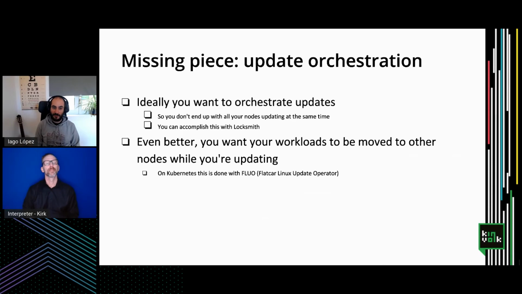Even better than that, it would be great to have your workloads moved to other nodes before you reboot, so you don't have service interruption in your applications. And this is what the Flatcar Linux update operator software does, or FLUO, as we call it, on Kubernetes.